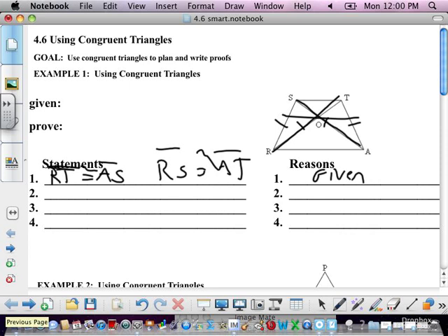Should we separate these two things? Yeah. All right. We need to prove angles. So we're probably going to prove two triangles are congruent first, and then use CPCTC to prove the angles. Does that make sense? Okay. So we've got two triangles. So the two we're talking about are right here, with RST and STA.